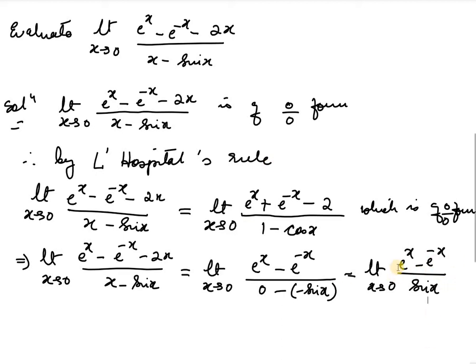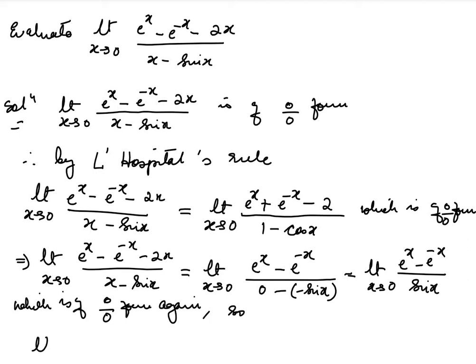Again, you can see that this one is again of 0 by 0 form, because if you replace x by 0 in the numerator, then it will become e to the power 0 will be 1 minus e to the power minus 0 will be again 1. So it will be 1 minus 1, 0. And if you replace x by 0 in the denominator, then sin of 0 will be 0. So this is of 0 by 0 form again. So you can continue to differentiate.